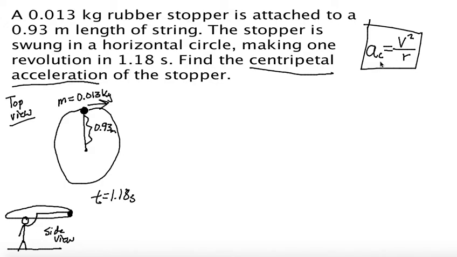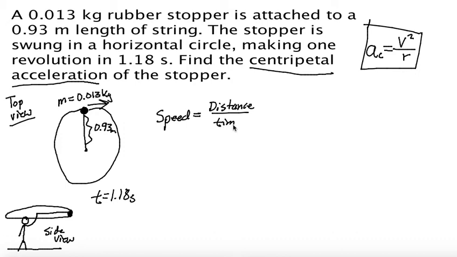And so I'm actually going to have to take a step back and try to figure out what the speed or the velocity of the stopper is as it's moving around this. Do I have enough information to figure out the velocity and then use my equation for centripetal acceleration? And the answer is yes, I do, because they tell me that it takes 1.18 seconds for this rubber stopper to do one complete rotation around this circle. So if we go back to it, speed is equal to distance over time.